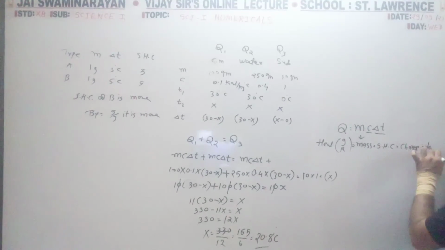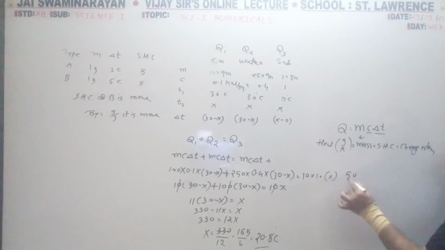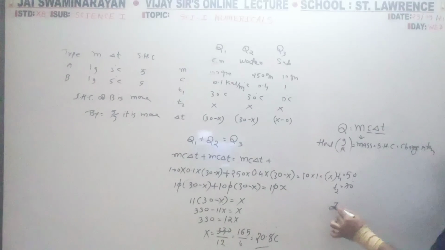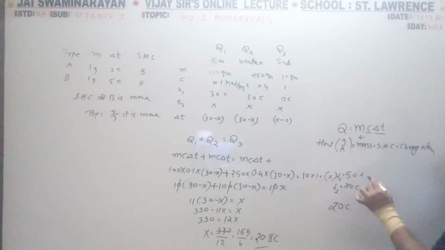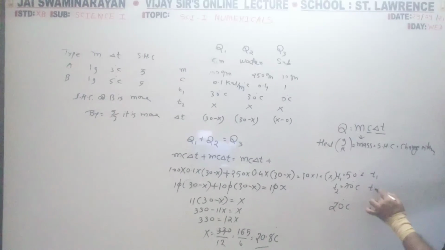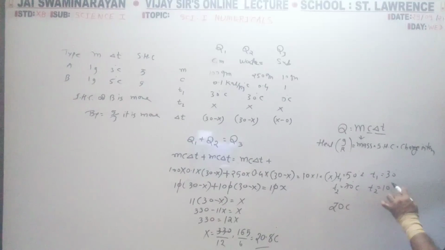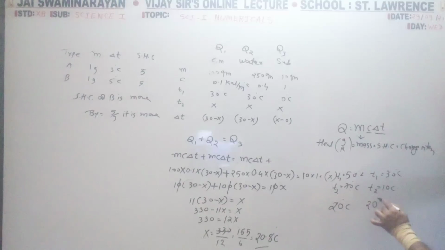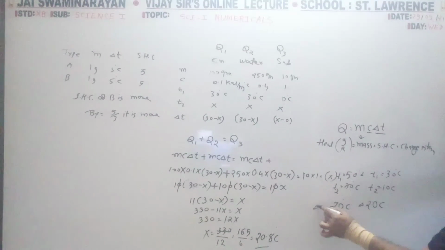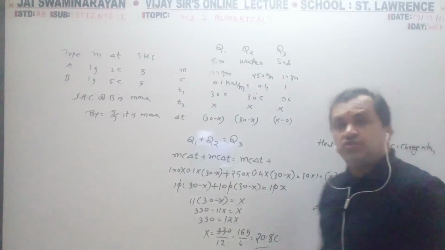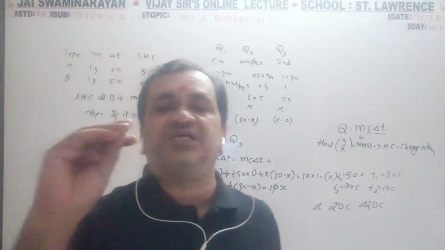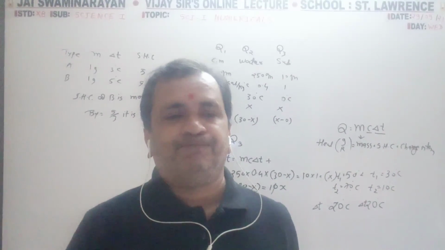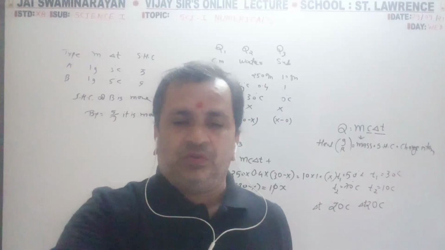Means if it is from 50 to 70, then you will write 20 degree. But if it is from 30 degree to 10 degree, it is decreasing, then also you will write 20 degree. So no plus, no minus, delta T means the difference. Follow?